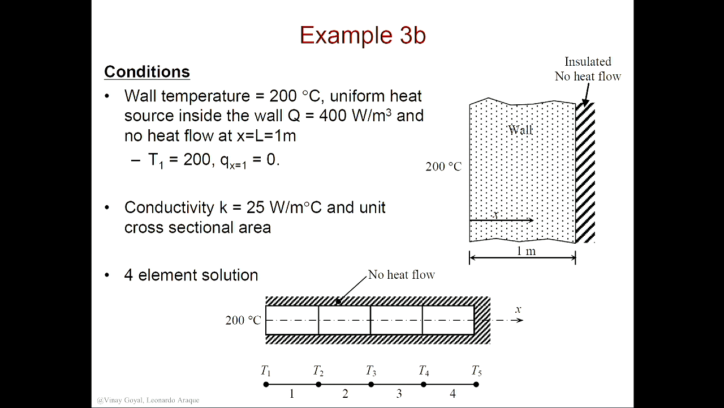Okay. There's a heat source inside the wall, 400 watts per meter cubed. There's no heat flow at this boundary, so nothing is happening here. It's adiabatic, basically. So what you see here is Q at 1 meter, because this is 1 meter long, and that's 0. The conductivity is K equals 25. Use a 4-element solution. Okay, and I'm not losing any heat along the length.